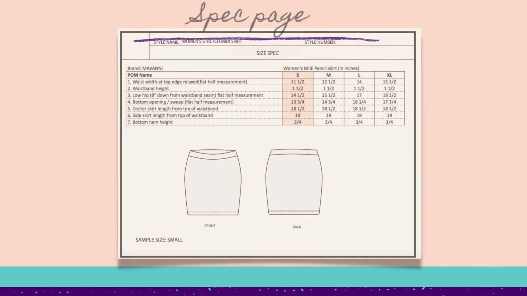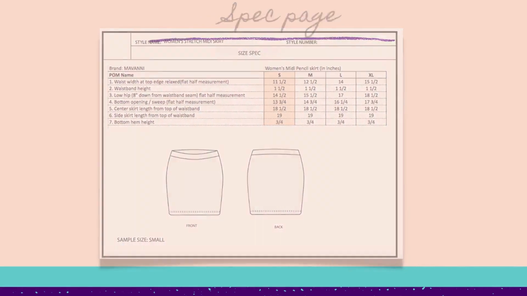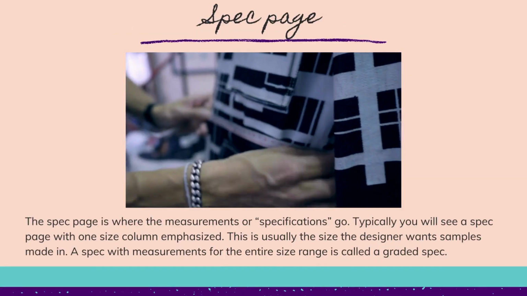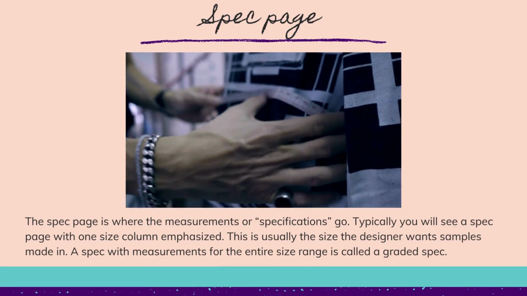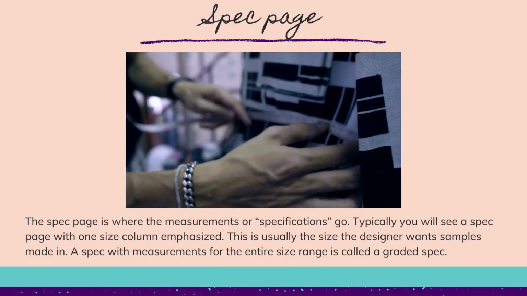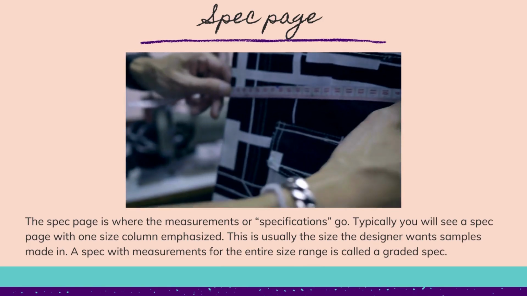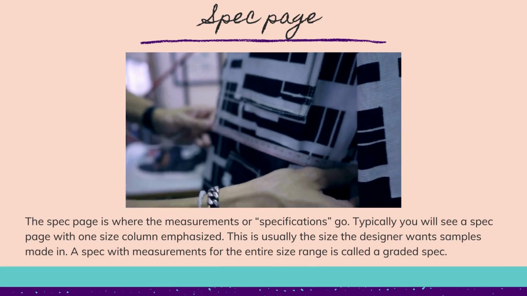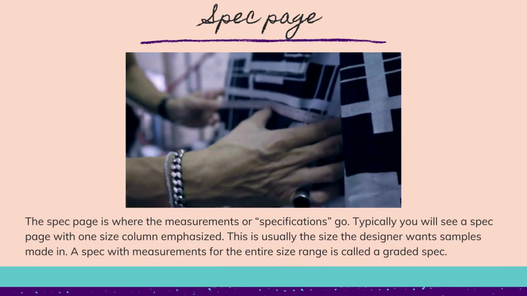The last section we will discuss is the spec page. The spec page is where the measurements or specifications go. Typically, you will see a spec page with one size column emphasized. This is usually the size the designer wants samples made in. A spec with measurements for the entire size range is called the graded spec.